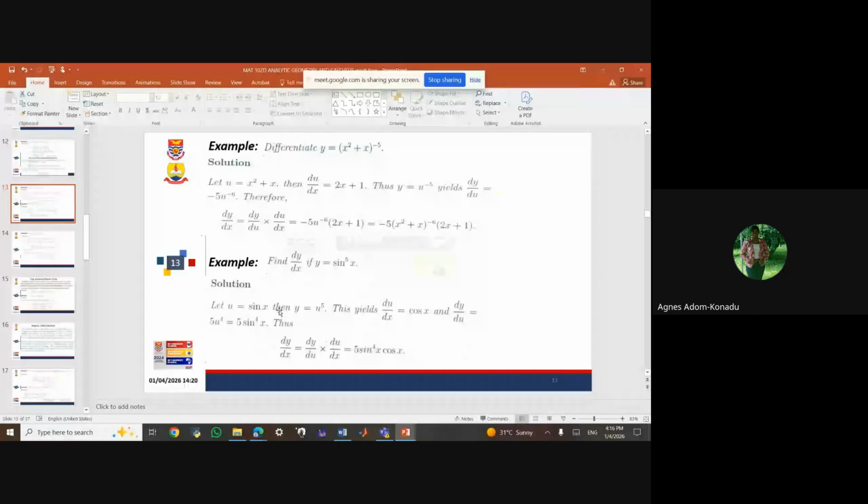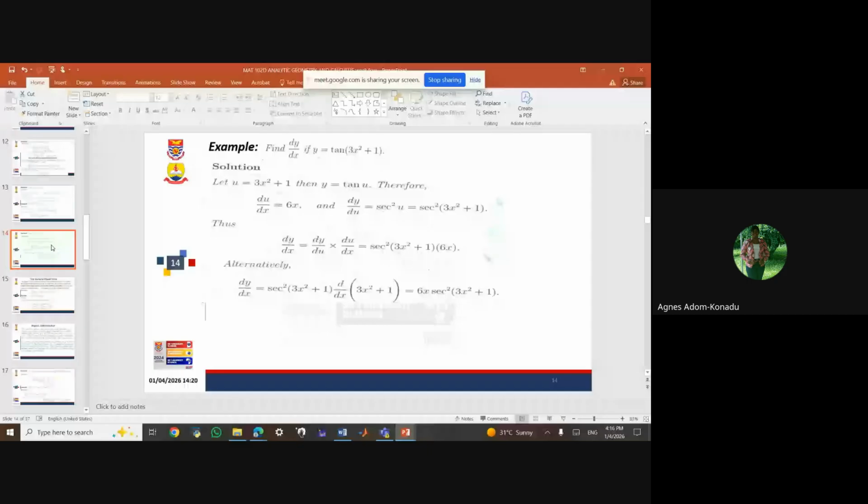So I have to find dy/du. My y is u to the power 5, so dy/du will be 5u to the power 4. And my u is sin x, so du/dx will be cos x. So when I substitute, my dy/du is 5u to the power 4, where my u is sin x. So I have 5 sin to the power 4 x, and my du/dx is cos x. So this is the final answer.